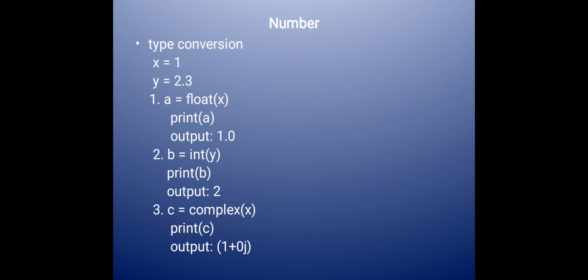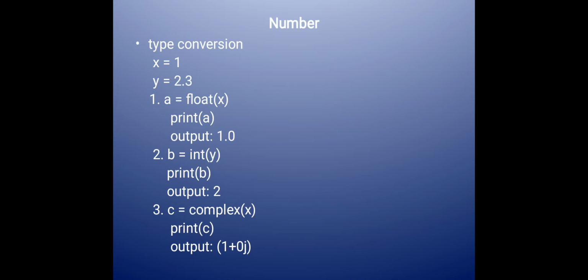And the second example, b is equal to int of y. That means y is actually a float value 2.3. So I am trying to convert that float value into an int value, then assigning that result to a new variable called b. So b is equal to int of y, print b, the output will be 2. That is 2.3 is converted to 2.